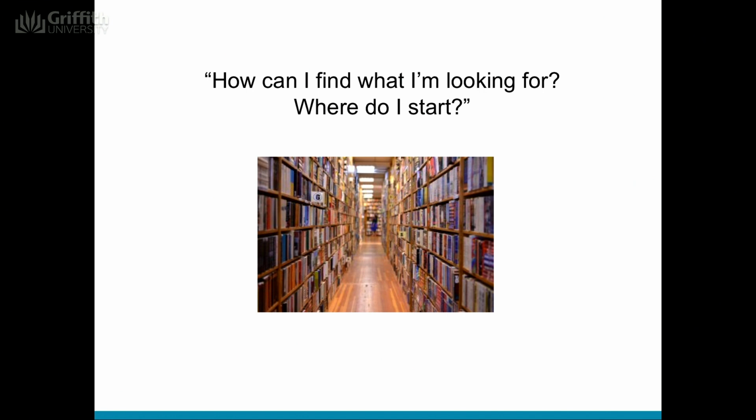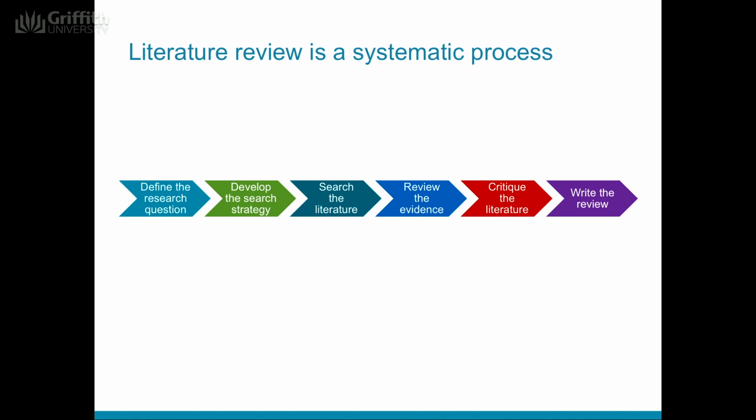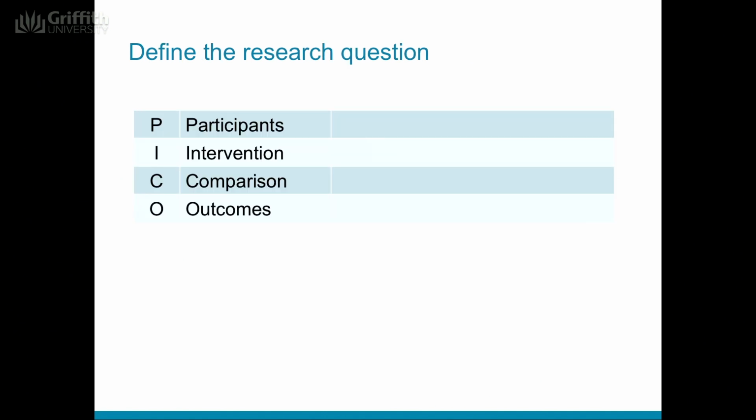So you've decided to do a literature review. How are you going to find what you're looking for, and where do you start? Well, a literature review is always a systematic process. It begins with a research question. Defining your research question, then developing your search strategy, searching the literature, reviewing the evidence, critiquing the evidence, and writing the review. In this video, I will be covering the first three items in the process, and the next video will cover the final three items in the process. So let's get going in defining the research question.